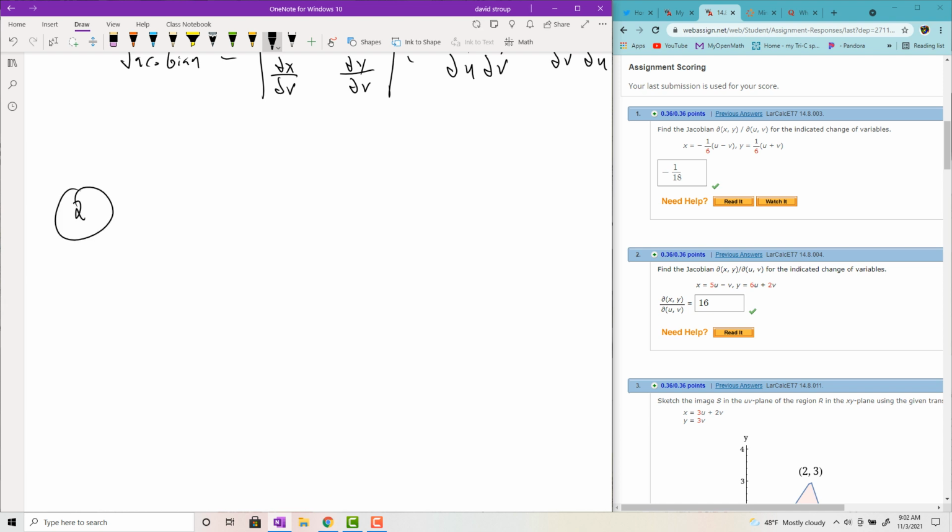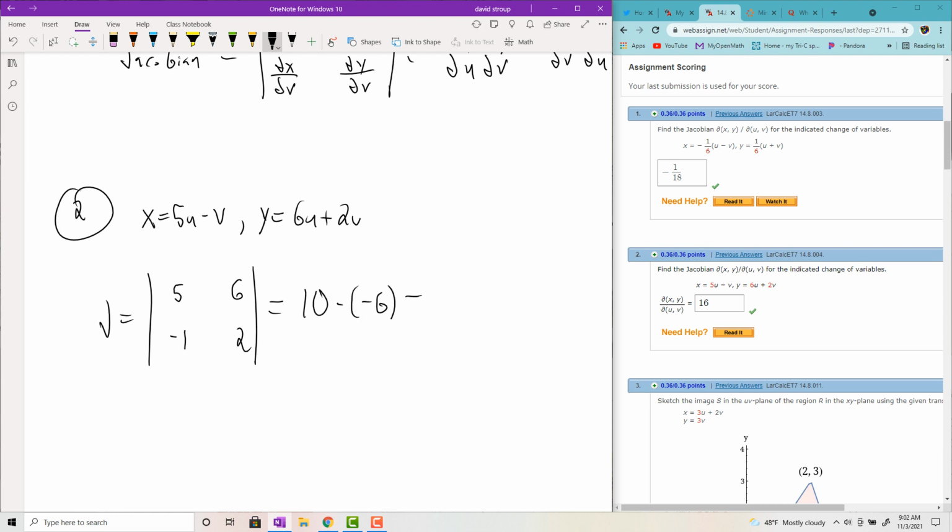Find the Jacobian for the indicated change of variables. So I have x equals 5u minus v, and y equals 6u plus 2v. This is pretty simple. Your Jacobian is going to be 5, -1. That's the partial derivative of x with respect to u, and partial derivative of x with respect to v. Likewise for y, so it'd be 6 and 2. This will be 10 minus -6, and that's 16.